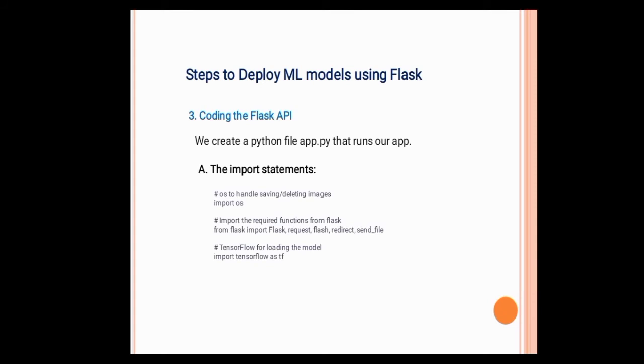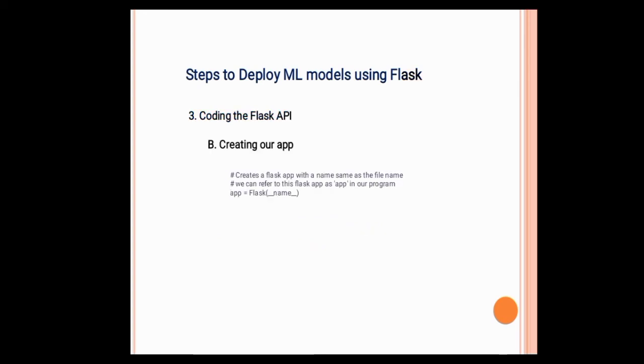Coding the Flask API. We create a Python file, app.py, that runs our app. The import statements are the following. Import os to handle saving and deleting images. This is the os module in Python that provides a way of using operating system dependent functionality. Import the required functions from Flask such as request, flash, redirect, and send_file. And import TensorFlow. This is for loading the model.